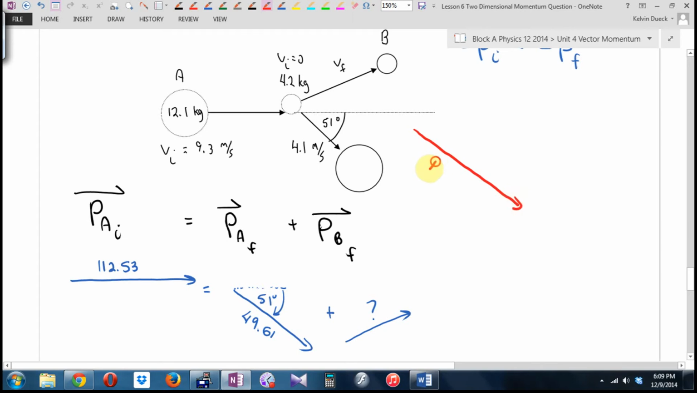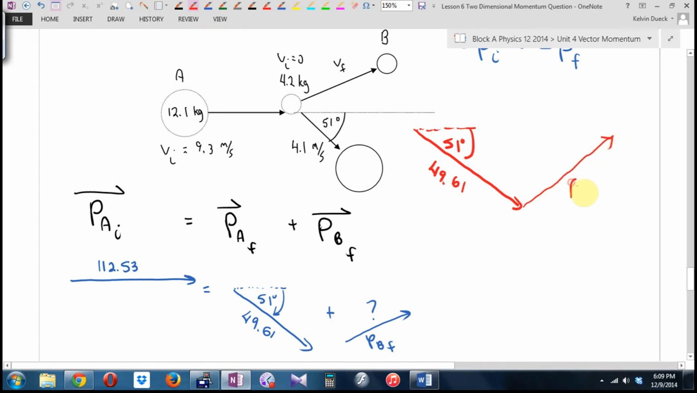Here is the 49.61. Here is the 51-degree angle. Now I'm going to add momentum B final. I should have labeled that. I'm going to add that. When am I going to stop drawing? Not now, because if I stop there, these would not add to a horizontal line. These would add to something slanty. So that would be no good. Neither am I going to go this far, because that also adds to something slanty. I'm going to stop right there.